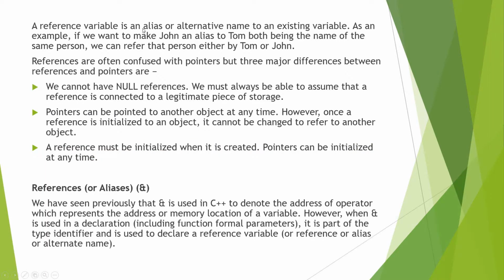Now, a reference variable, as you can see in this slideshow, is an alias or alternative name to an existing variable. As an example, if we want to make one person John an alias to Tom, both being the name of the same person, we can refer to that person either by Tom or John. References are often confused with pointers, but there are three major differences between references and pointers.